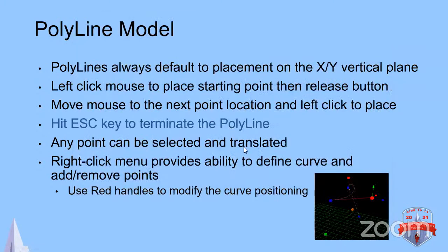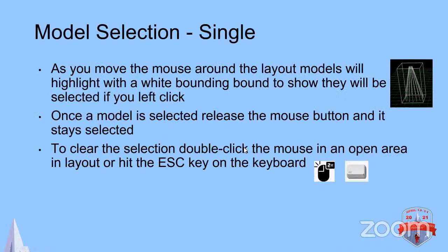All right, let's see. Model selection. Okay, it's good that I'm doing that now since I've been showing you how to select it all along. As you move the mouse around the layout, it's going to highlight objects with a white bounding box, and that's how you know that the mouse is hovering over that model. And then if you click, it's going to actually select that model. Once you select the model, you can release the mouse button and it stays selected.